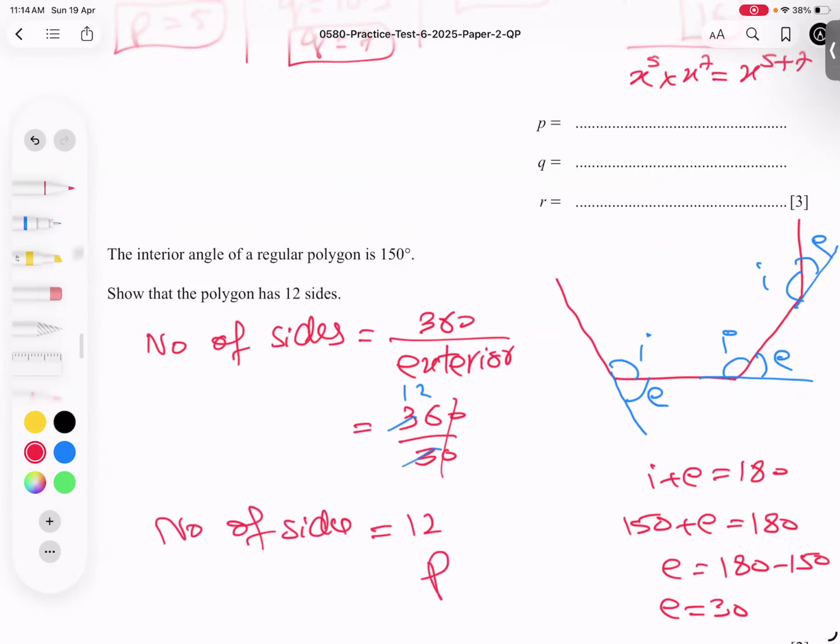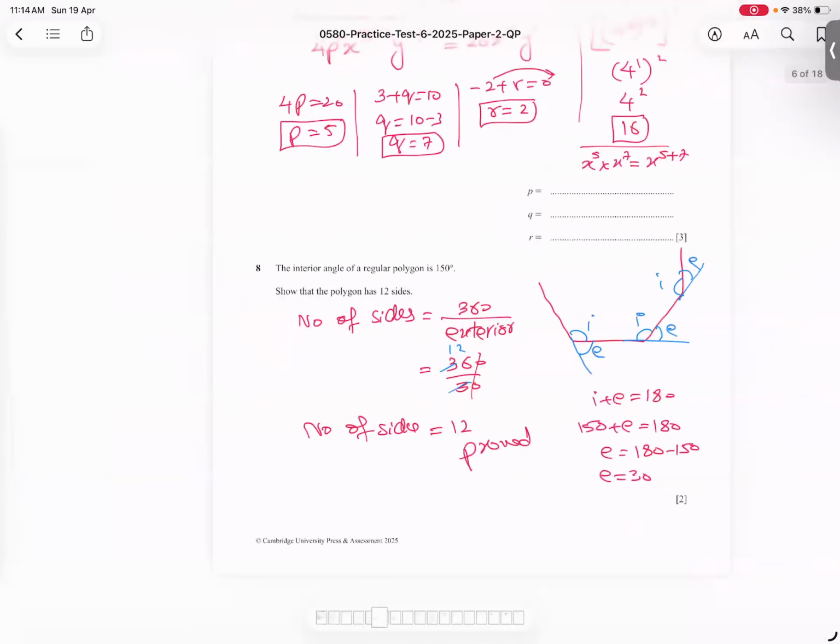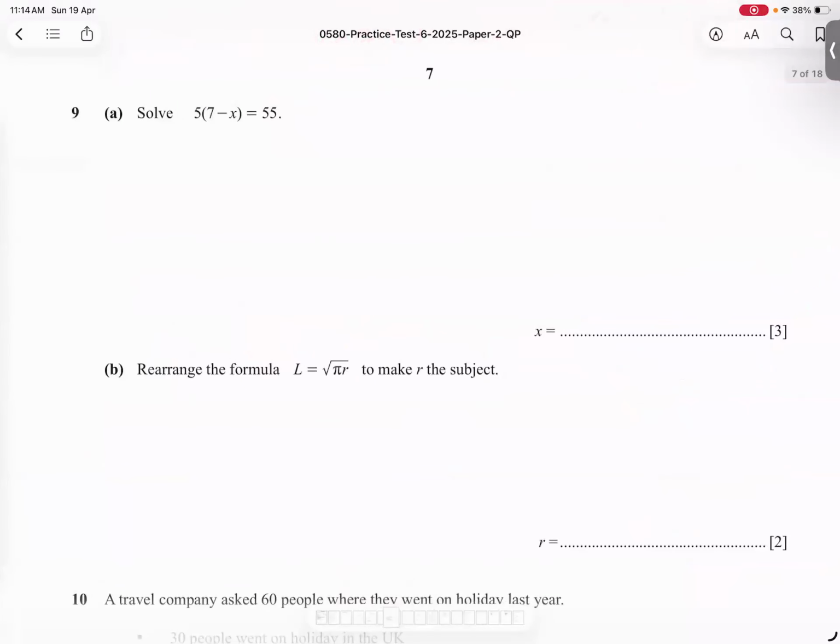So proved. I hope so. You got the point, very clear. And let's go for the next question on the next page, number 9.